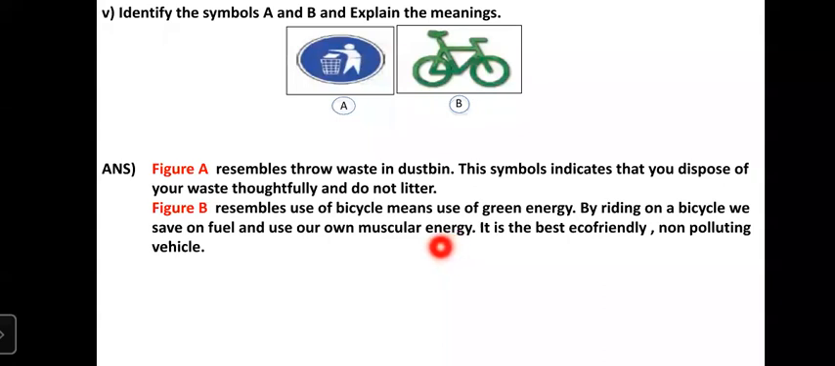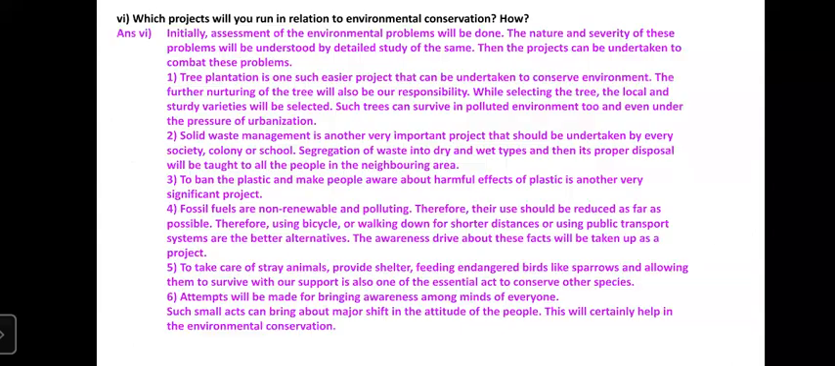That's why the use of a bicycle is considered to be the best eco-friendly non-polluting vehicle. It does not cause any pollution in our environment. Got it? So for such questions, you have to identify the symbols and then explain the meaning of those symbols. Very easy questions. Easily you can get your marks.